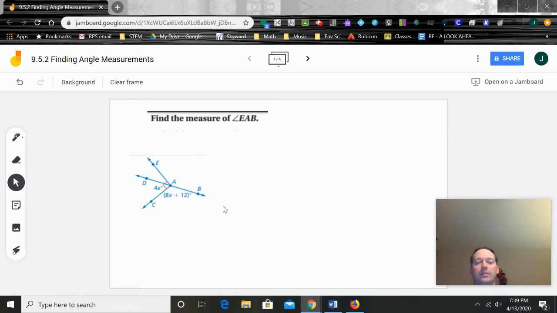The problems we're going to do today are a little bit more complicated. It says find the measure of angle EAB. EAB is right here, this obtuse angle. So we need to calculate what this angle is, using some of the things we learned last time. We actually have technically 4 angles, but we can look at them as 3: EAB, EAC, and BAC. Those 3 angles together add up to 360 degrees because it goes in an entire circle.